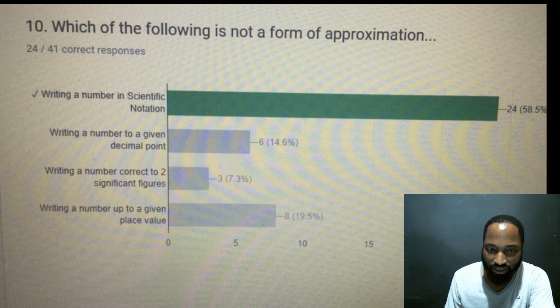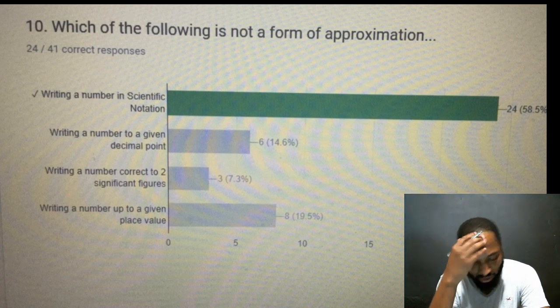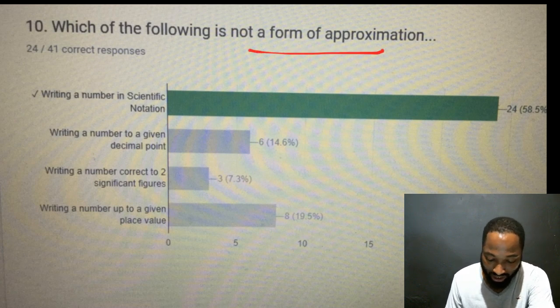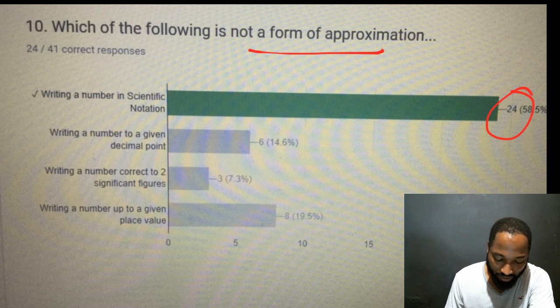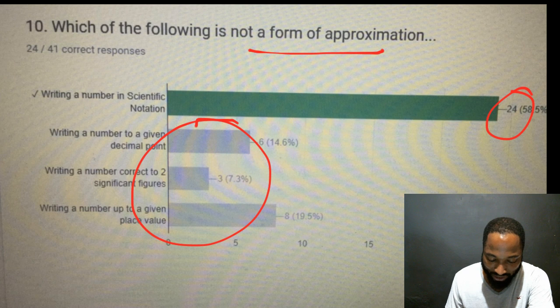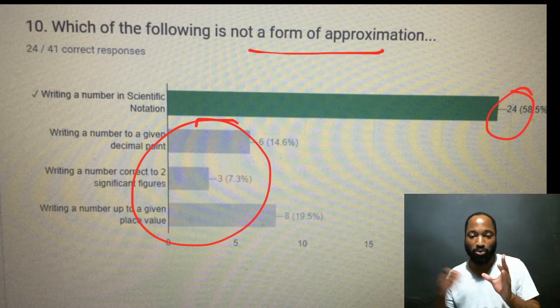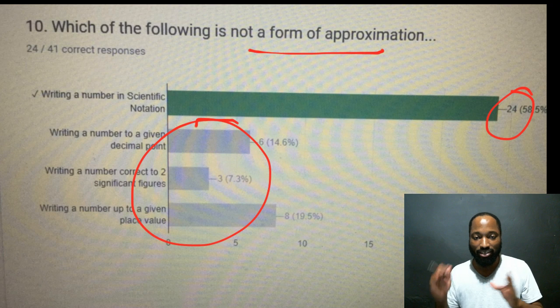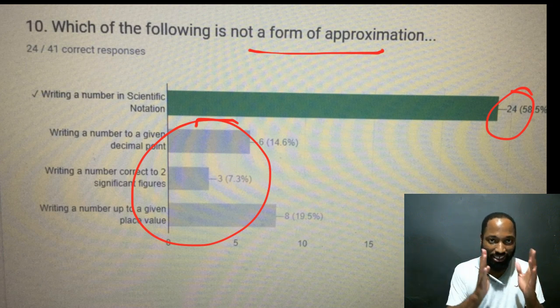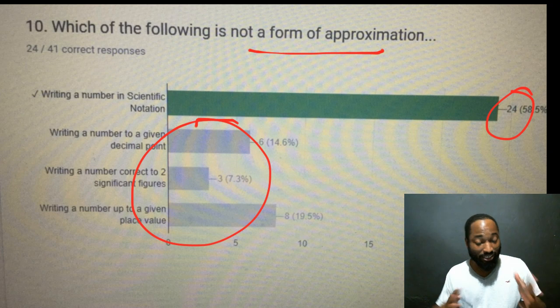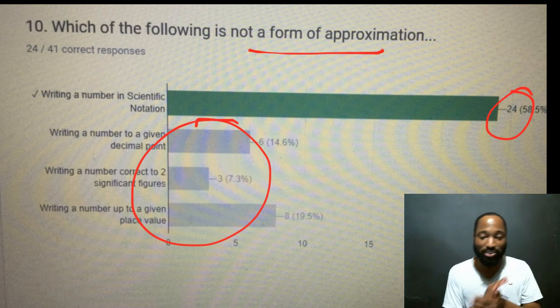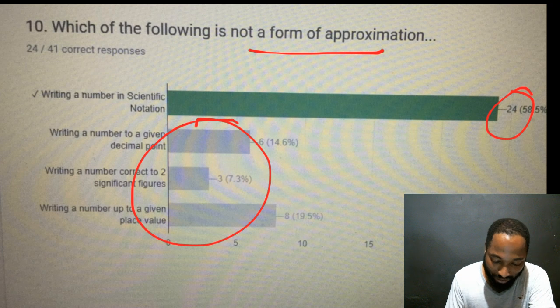We're just going over some of the pitfalls in the quiz. So we're in the last problematic question here. Writing a number in which of the following is not a form of approximation? Now most people got it correct, but for those who didn't, all of these are approximation methods. When you write a number to a given decimal point, you're approximating up to that point. When you write a number correct to significant figures, you're erasing some numbers and just taking the important ones. When you're writing a number to a place value, you're just taking up to a certain place value, so you're approximating in all of these. The only time you're not approximating is when you use scientific notation.